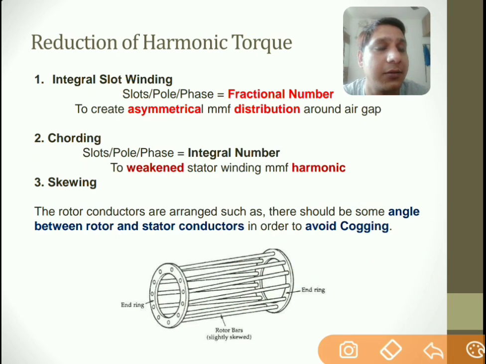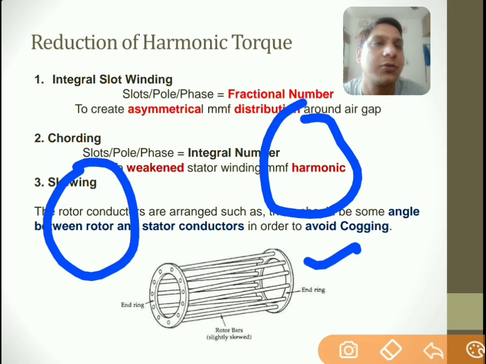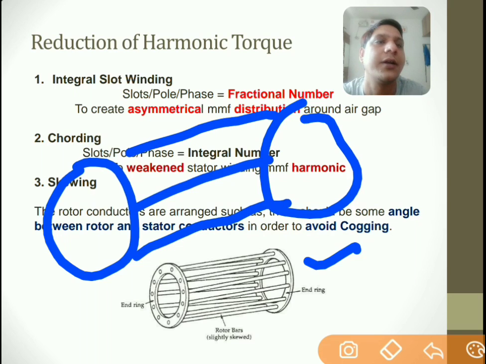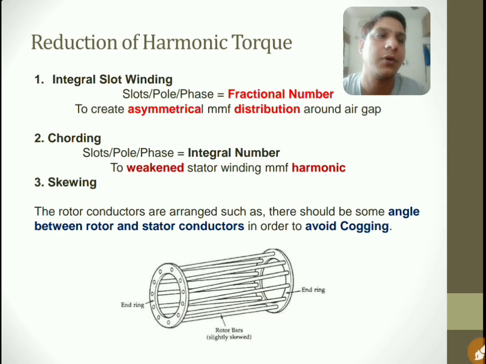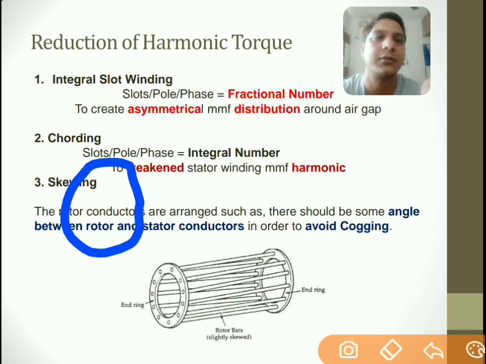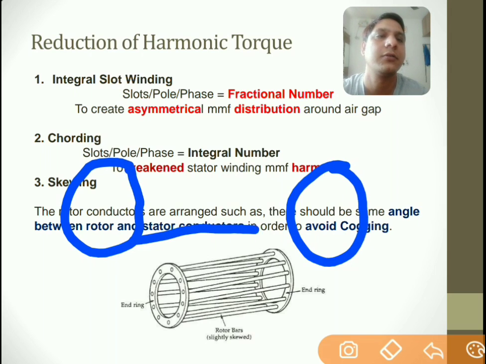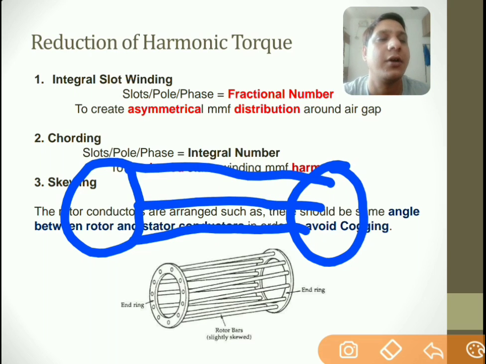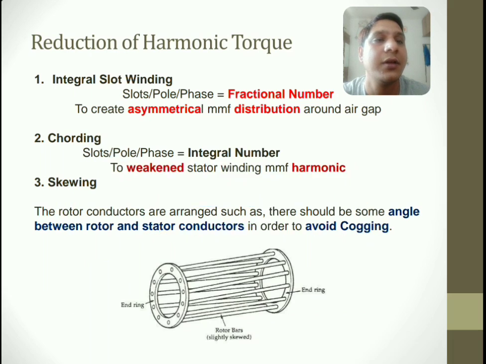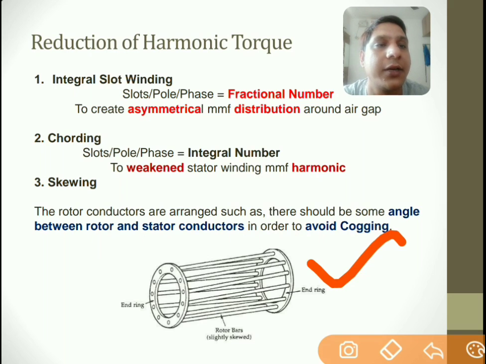Instead of connecting them straight, we have arranged them such that the rotor bars are slightly skewed, meaning they have some angle. If I consider two end rings, the bars could simply be straight lines connected without any angle. Or, for better understanding, I could draw it like this. These are say two end rings, and these are the rotor bars. Instead of connecting them like this, if we connect them with some angle between them, like it is shown in this figure, the method is called skewing.